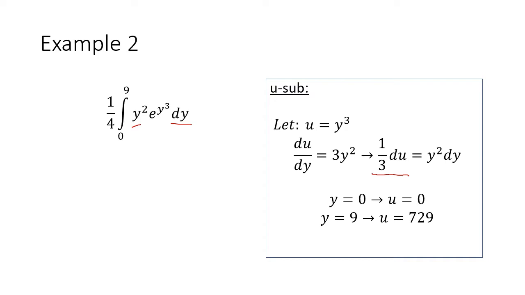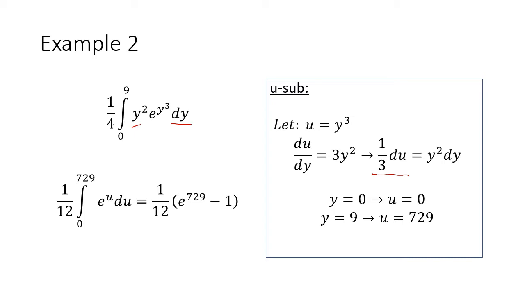If y is 0, and I plug that in, 0 cubed is, well, still 0, that's nice. But when y is 9, if I plug that in, y to the third, which is 9 to the third, is 729. And then we make our substitutions. And again, do this on your own paper, but just check your answers with me.